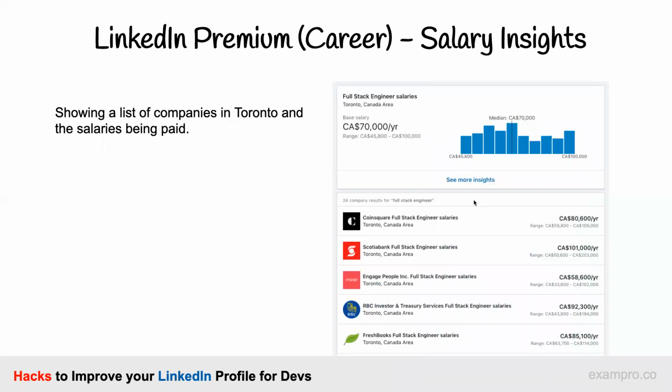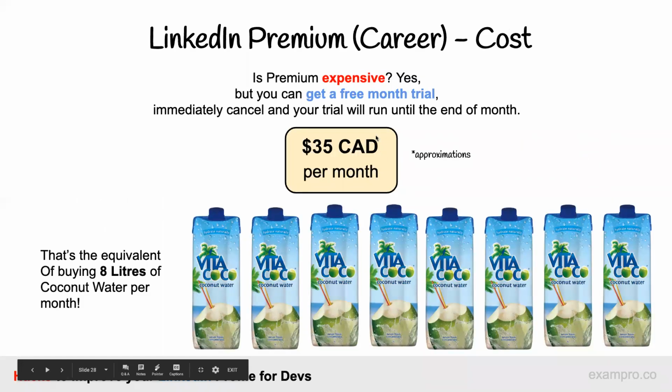What I really like is you can search any kind of title. Here we have full stack engineer salaries, and it shows you the medians of different salaries in Toronto, and we can see all the companies: Scotiabank, RBC, FreshBooks, CoinSquare, all sorts of stuff.